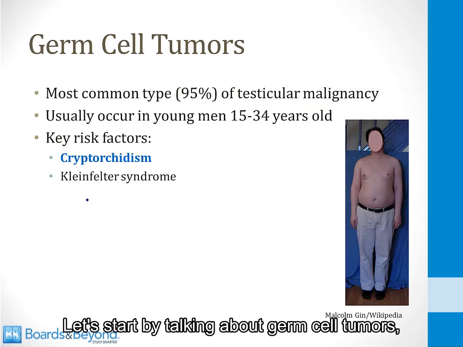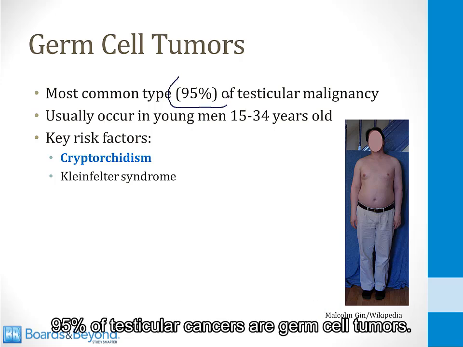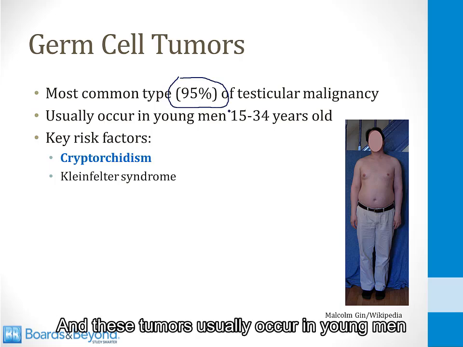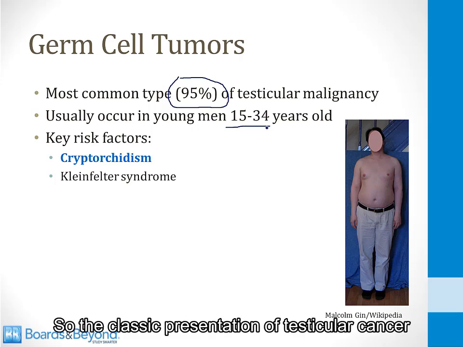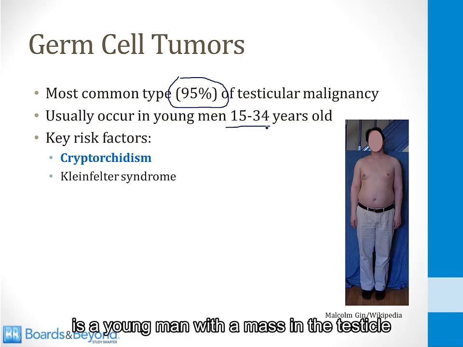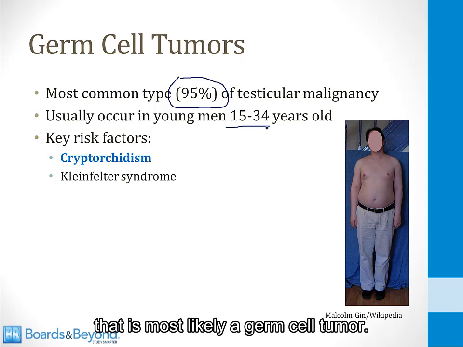Let's start by talking about germ cell tumors, which are the most common type of testicular malignancy. 95% of testicular cancers are germ cell tumors. And these tumors usually occur in young men about 15 to 34 years of age. So the classic presentation of testicular cancer is a young man with a mass in the testicle that does not transilluminate. That is most likely a germ cell tumor.